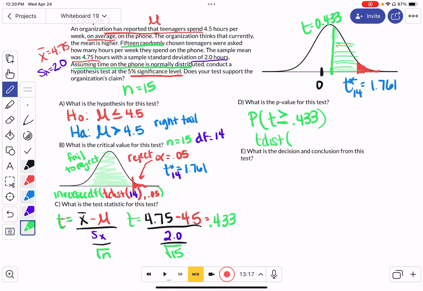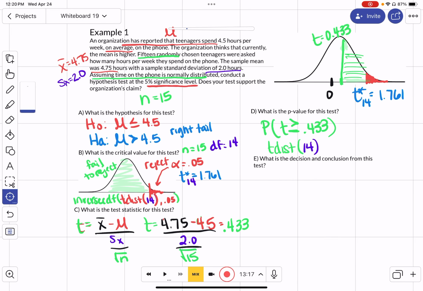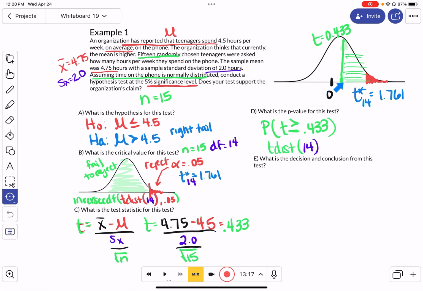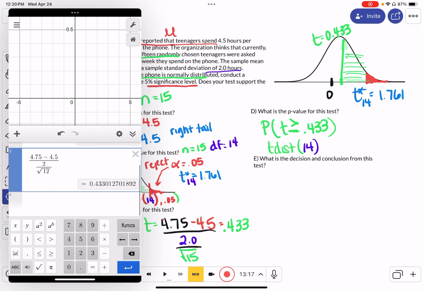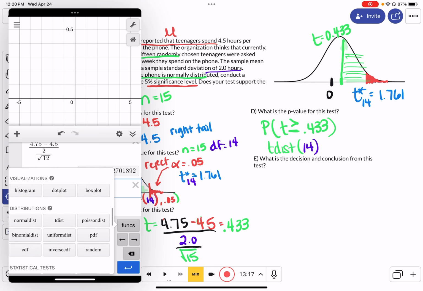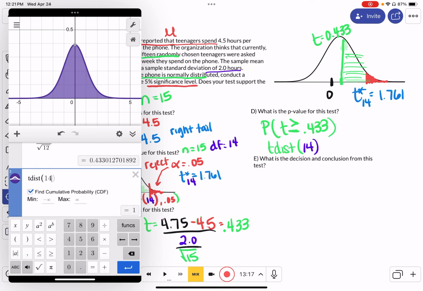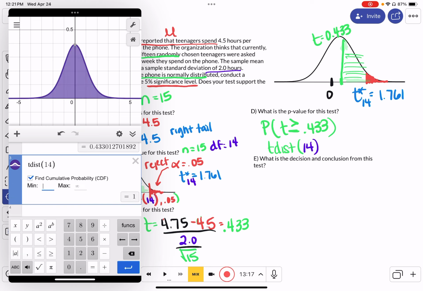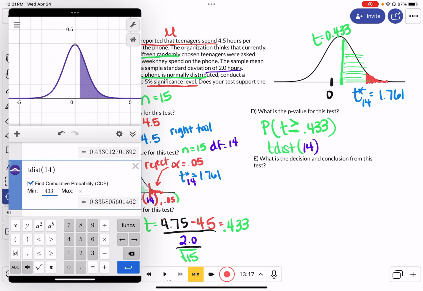at 14 degrees again. And this time we're going to set our minimum value. You can see your minimum value starts here at 0.433 and it goes all the way out to infinity. So we're going to find that p-value: t-dis at 14, find cumulative. We have our minimum value as 0.433, our max value stays at infinity. This probability here is equal to 0.335.